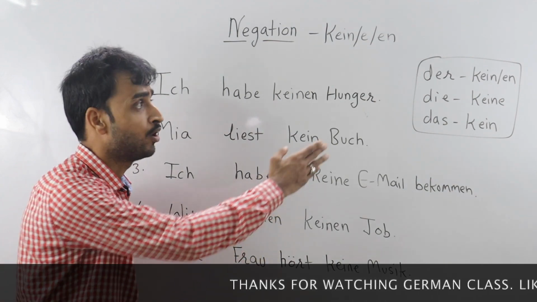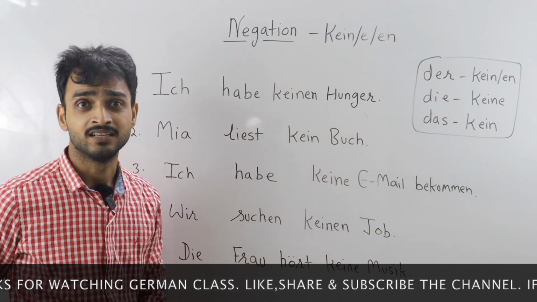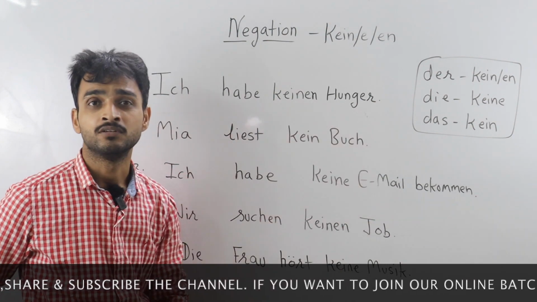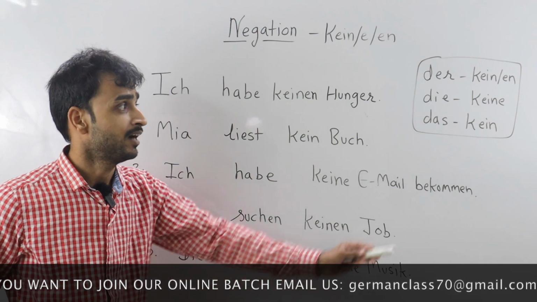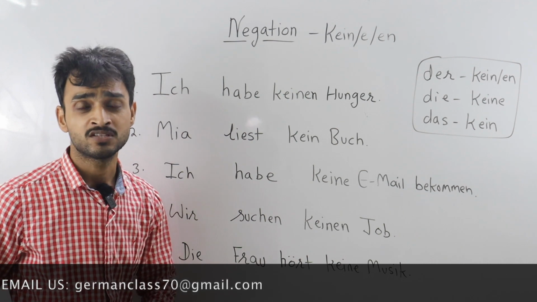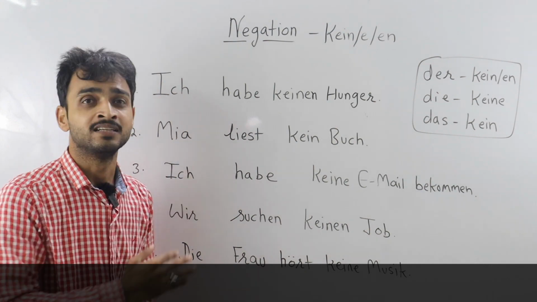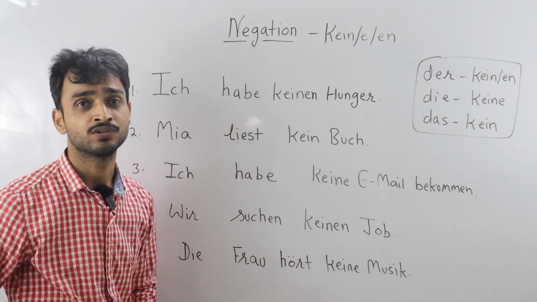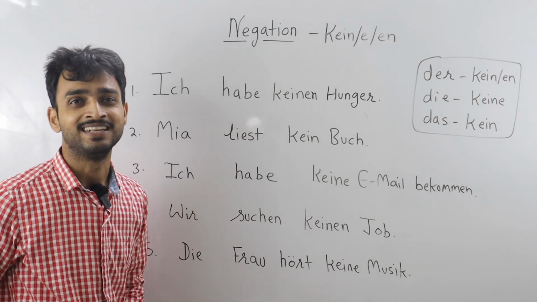I have written here in the box, if the article is der, it should be either kein or keinen. Kein for nominative, keinen for accusative. If the article is die, we write keine, and if the article is das, neutrum, we write kein. It means you must know the gender or the article of the noun. Only then you can write this kein, keine correctly. And we use them only before the noun.